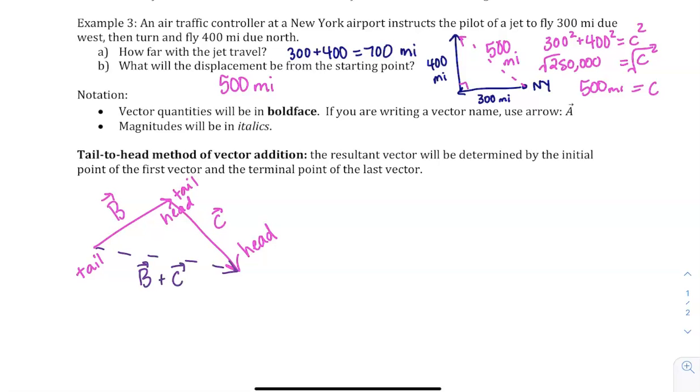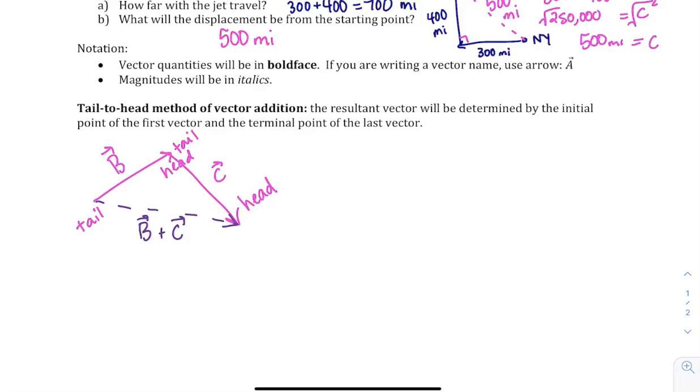In your homework, you're going to be putting some of these vectors together. When you add them together, just remember you take one vector, and then wherever that arrow ends up, you take the second vector. You add them together by drawing from the start of the overall drawing to the end of the overall drawing, and that is going to be the addition of those two vectors.